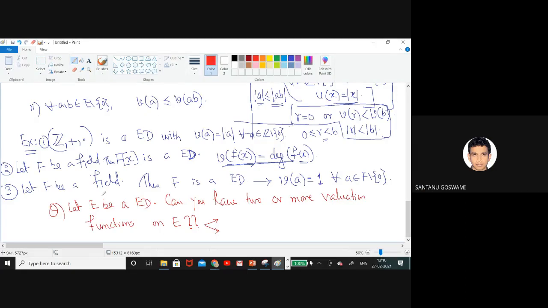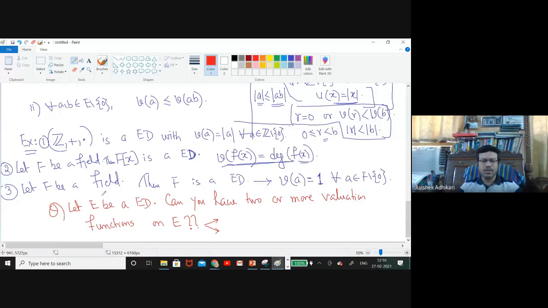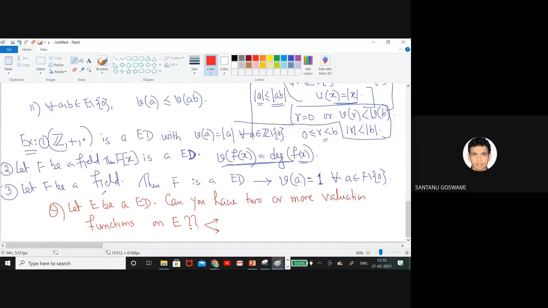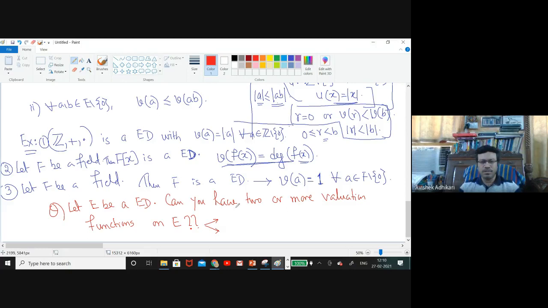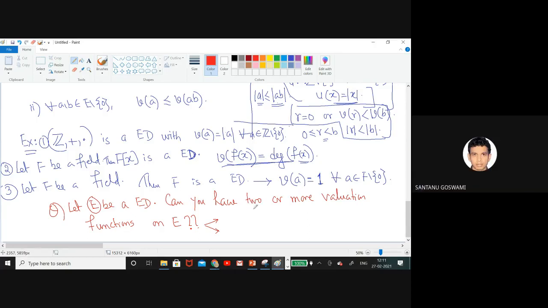Sir, I think this is not unique. Okay, then can you give some example? Take anything. If I add any positive quantity, then that will also be a valuation function, I think. So can you give me some specific example, some specific E and then two valuations? If I define for F[x] the degree of the polynomial plus 1, will it make any difference?